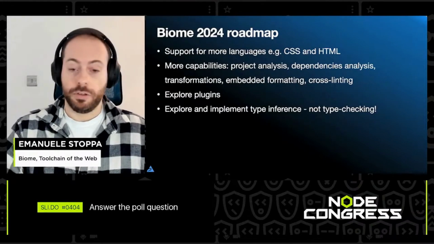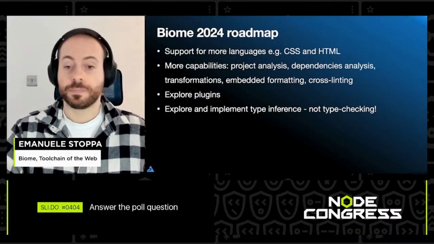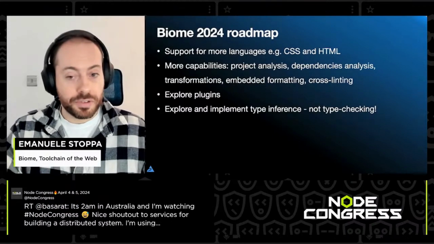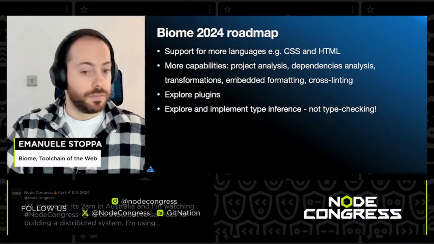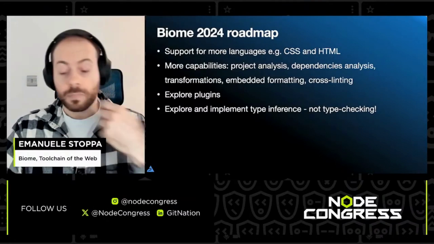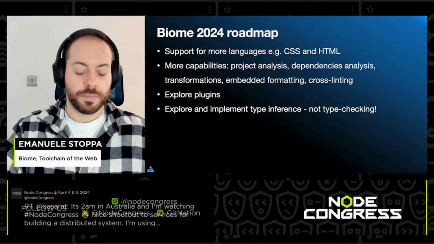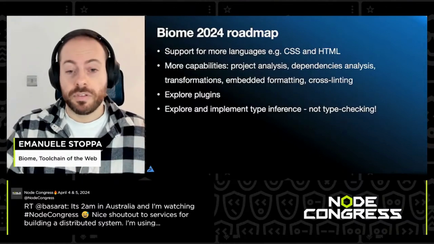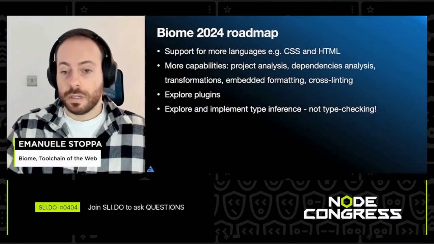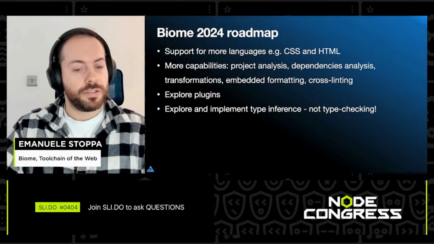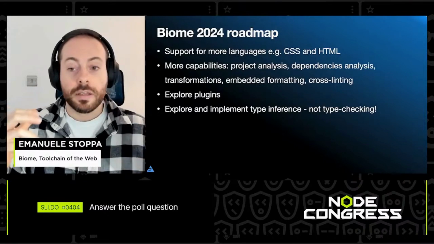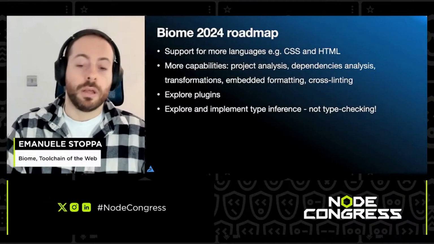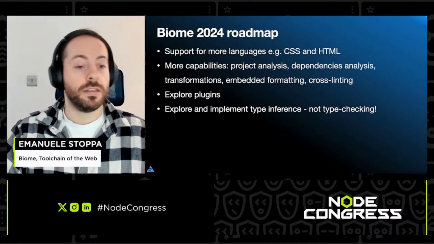Transformations, such as compiling your TypeScript to JavaScript or JSX to JavaScript. Embedded formatting, like Prettier does, where you have your CSS with template literals. This is something that we would like to achieve and explore. Cross-linting is a feature that maybe only Biome can offer. Essentially, an example could be you have your CSS classes that are analyzed in CSS files, and then you have your JSX. And we could actually lint if you're using CSS classes that aren't defined in the CSS files.